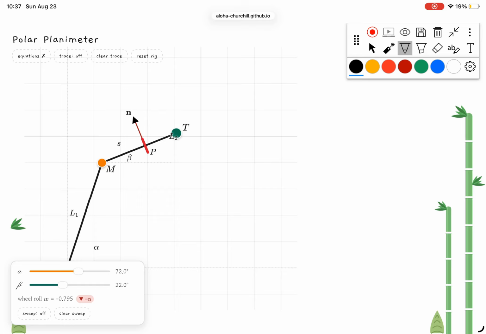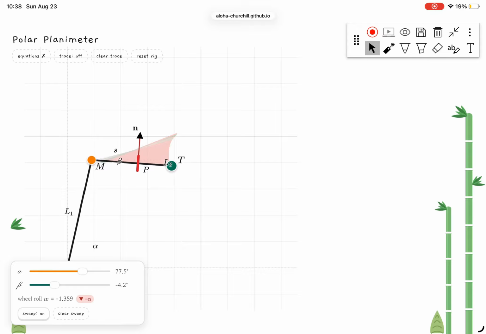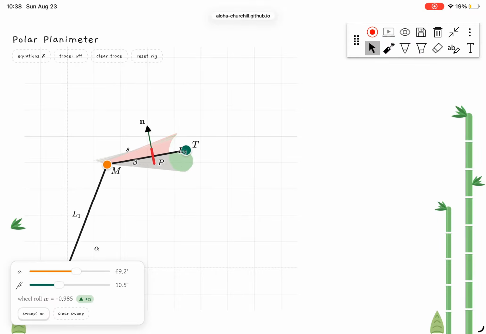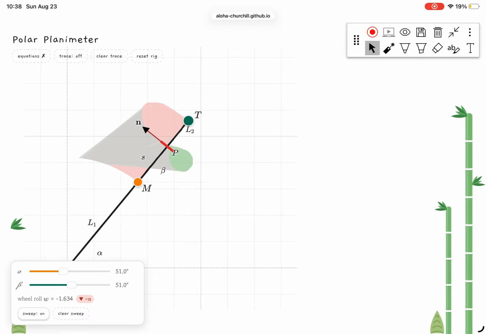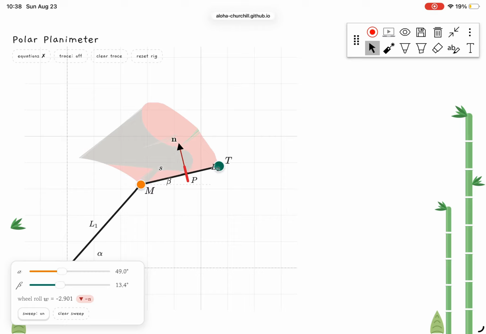We are now getting to one of the most exciting points of the proof, so I hope that your heart rate is at a relatively steady rate. And so we're going to turn on this sweep button right here in the corner. And we can see now that when we drag our planimeter around, the tracer arm is sort of acting like a paintbrush and sweeping out area.